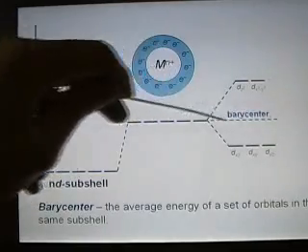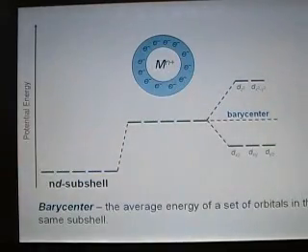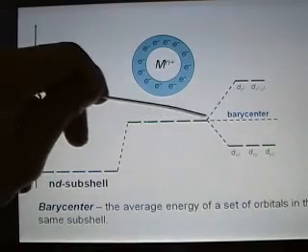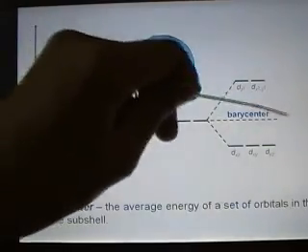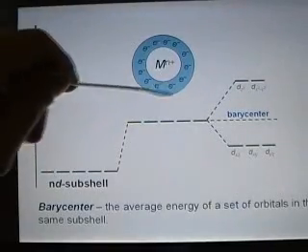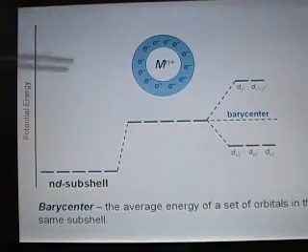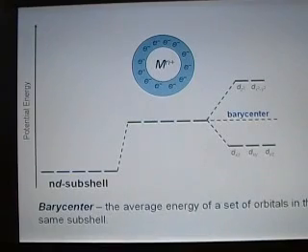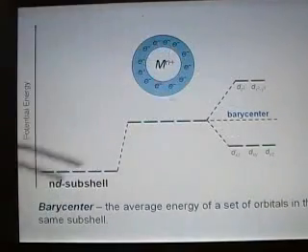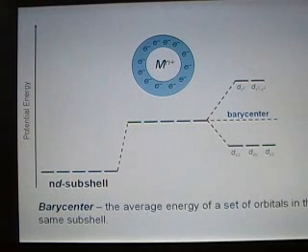Now, I've also shown another line on this diagram, which is called the barycenter, which is the average energy of a set of orbitals in the same subshell. So notice that the barycenter has the exact same energy as the 5 d orbitals surrounded by a spherical shell of electrons. This splitting is characteristic of any octahedral set of 6 ligands that come in along the x, y, and z axes, forming an octahedral complex.